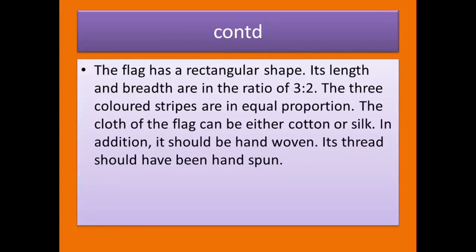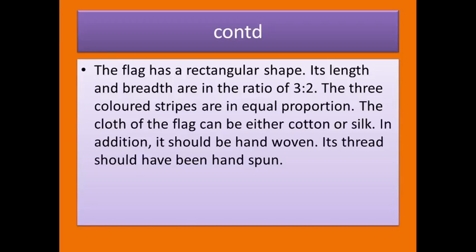Let me continue. The flag has a rectangular shape. Its length and breadth are in the ratio of 3:2. The three colored stripes are in equal proportion. The cloth of the flag can be either cotton or silk. In addition, it should be hand woven. Its thread should have been hand spun.